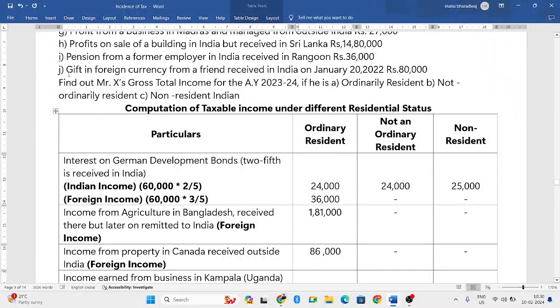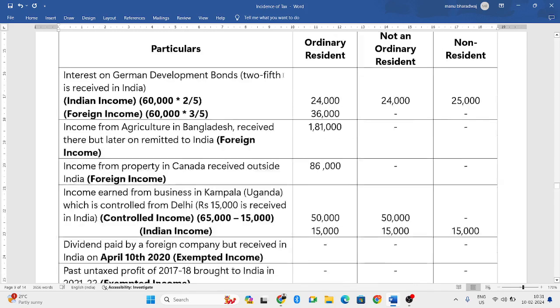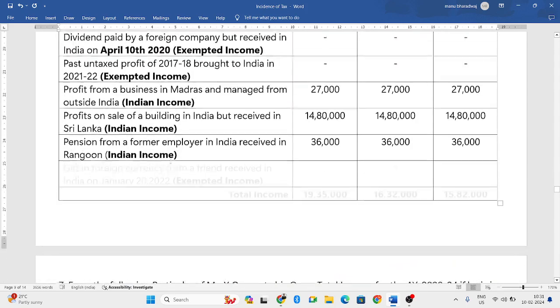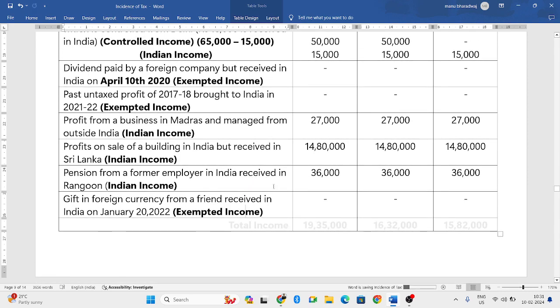Next. Gift in foreign currency from a friend received in India on January 20, 2022. So 20th January 2022 is not related to our previous year. Our previous year is from 1st April 2022 to 31st March 2023. So this is before our previous year. If the information is not pertaining to our previous year, we will just ignore that information. We will write it as exempted income.